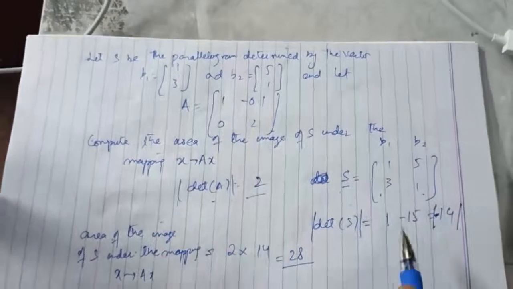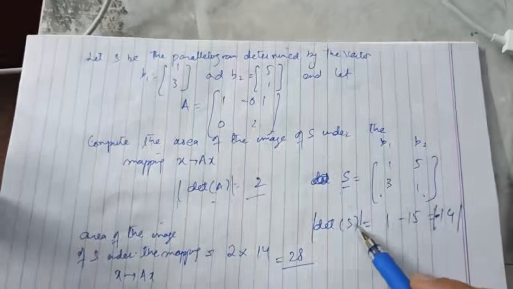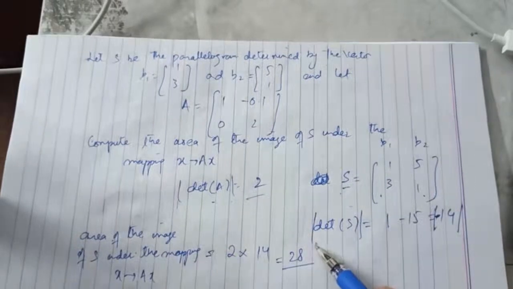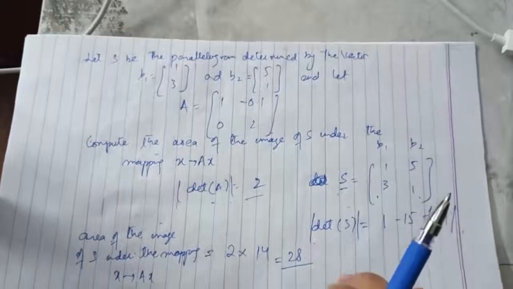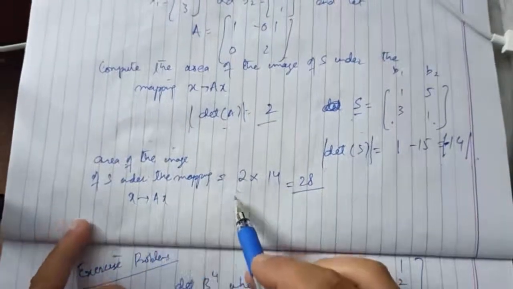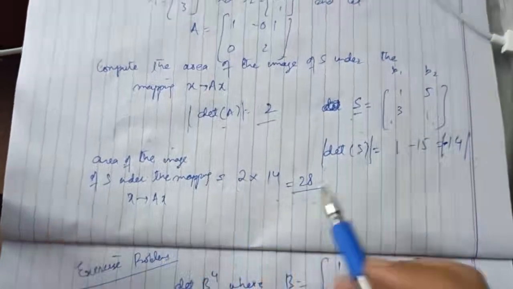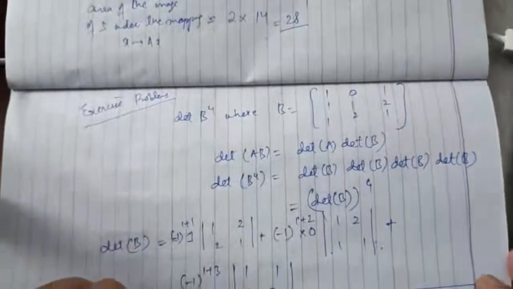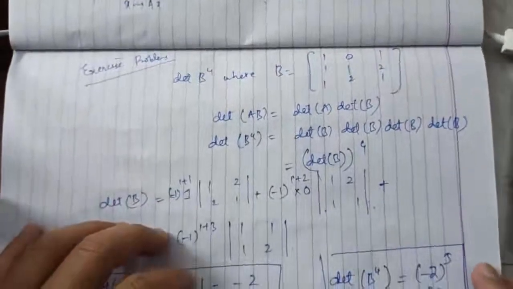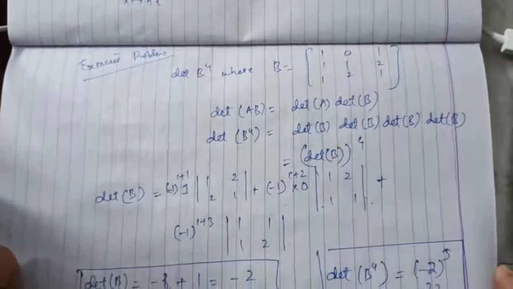Okay, so the determinant of this S will be nothing but 1 minus 15, which comes out to minus 14, but remember you have to take the magnitude of it because area is always positive, so that becomes 14, right? So the area of the image of S under the mapping, we know the formula, the magnitude of determinant of A times the magnitude of determinant of S, that is nothing but 2 times 14, which is equal to 28, right?